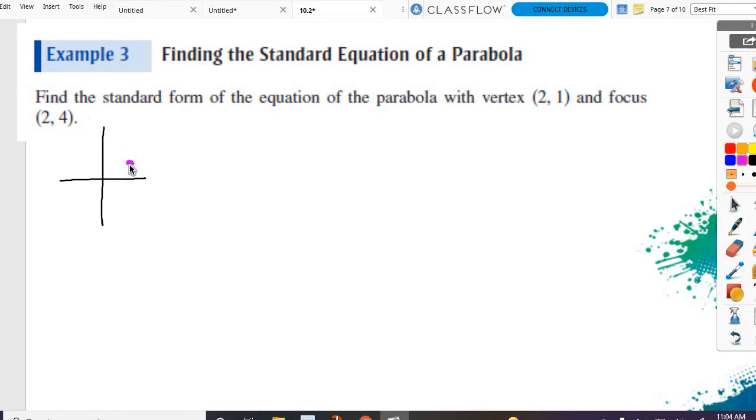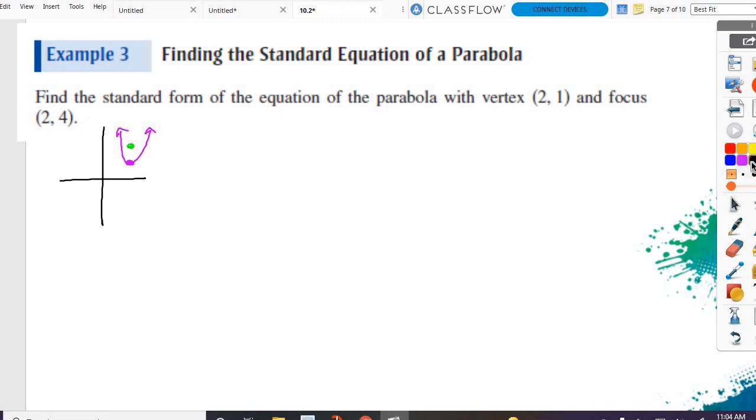Remember, they go counterclockwise, so top right is 1, going to the left is 2, bottom left is 3, and then bottom right is 4. Okay, and then our focus is going to be in which direction from our vertex? Up, down, left, or right? So that means that our parabola has to open which direction? Because remember, your focus has to be on the inside of your U shape.